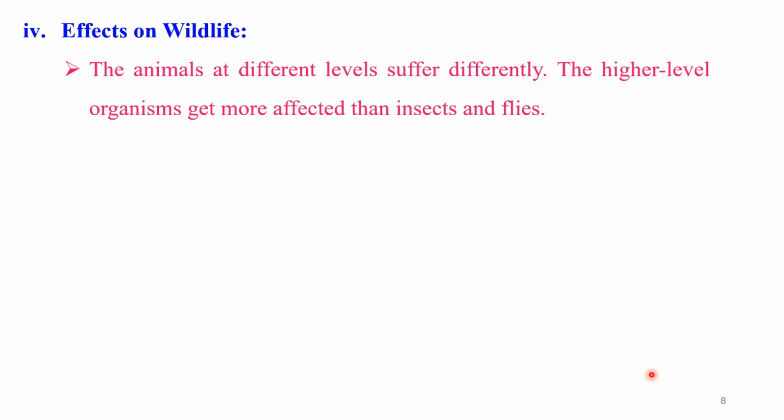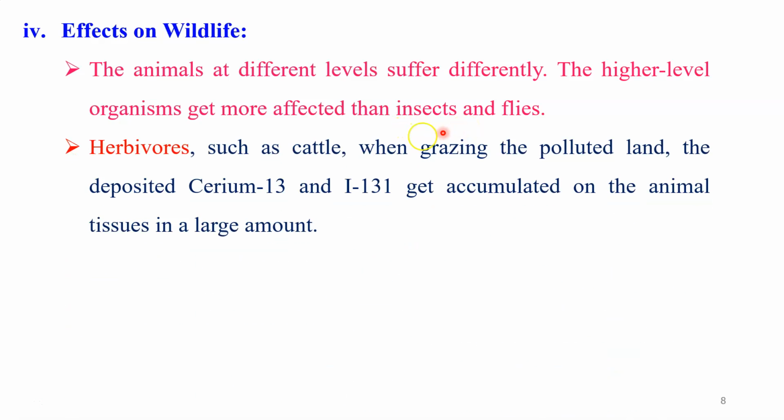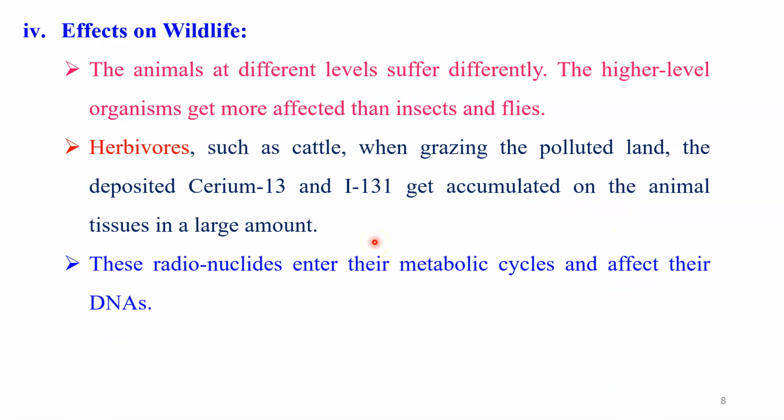If we are talking about the effects of nuclear pollution on wildlife, the animals at different levels suffer differently. The higher-level organisms get more affected than the insects and flies. Herbivores such as cattle, when grazing on the polluted land, accumulate the deposited cesium-137 and iodine-131 in their tissue in a large amount.